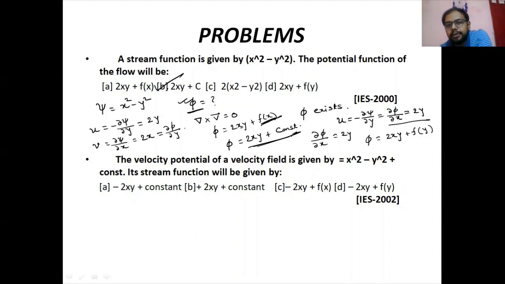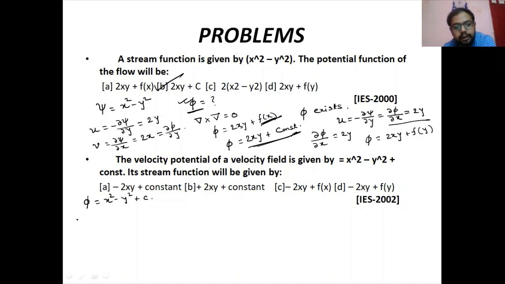This way, if you are given a stream function, you will get the potential function. The same way, if you are given the potential function, you have to find out the stream function. So in that case, the potential function, the phi value, is given to you. Just the opposite problem. Some constant. Okay.